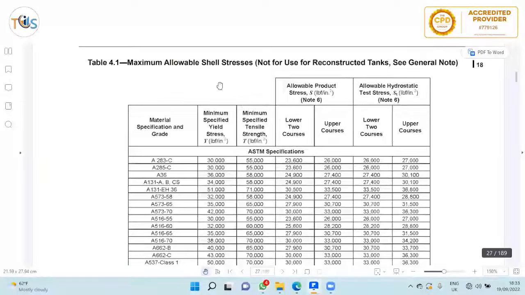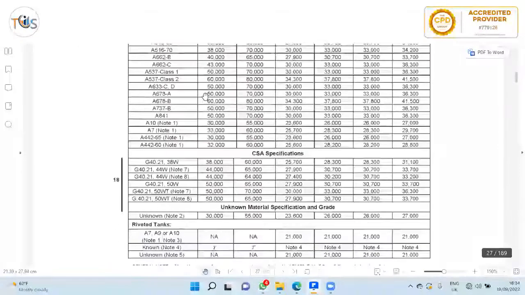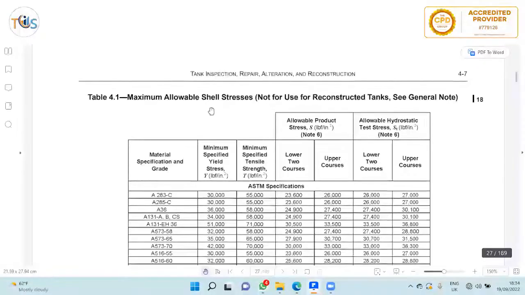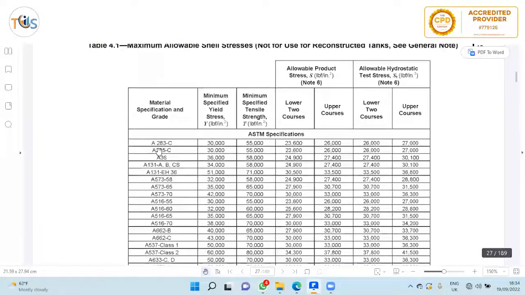So as you can see here, this shows maximum allowable shell stress. This will be available to you during open book, but you should know where to go. This is in Table 4.1, page 4.4-7. If you see, this material A283C has the minimum specified yield strength of 30,000 pounds per square inch (PSI), and minimum specified tensile strength of 55,000.